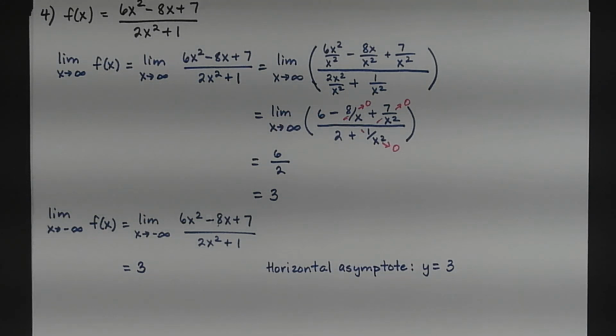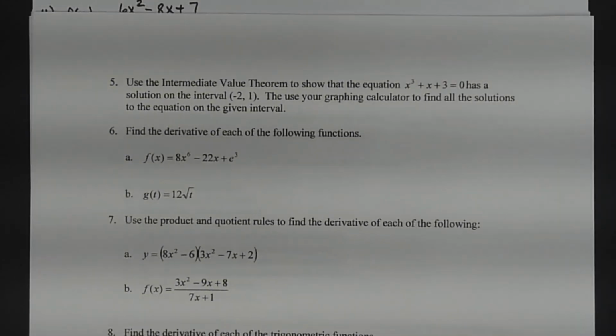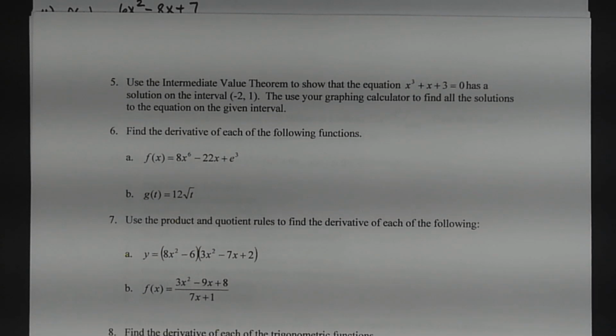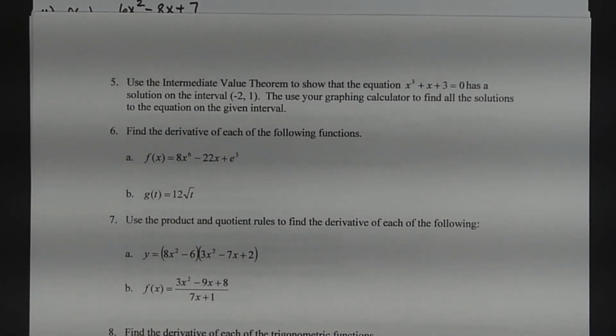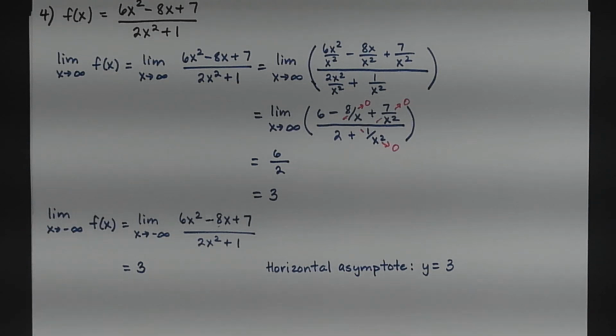All right, now problem number 5 is where we're going to be using the intermediate value theorem to show that the equation x cubed plus x plus 3 equals 0 has a solution on the interval negative 2 to 1. That means it has a 0 on that interval. Then you're going to use your graphing calculator to find all the solutions to the equation on the given interval.